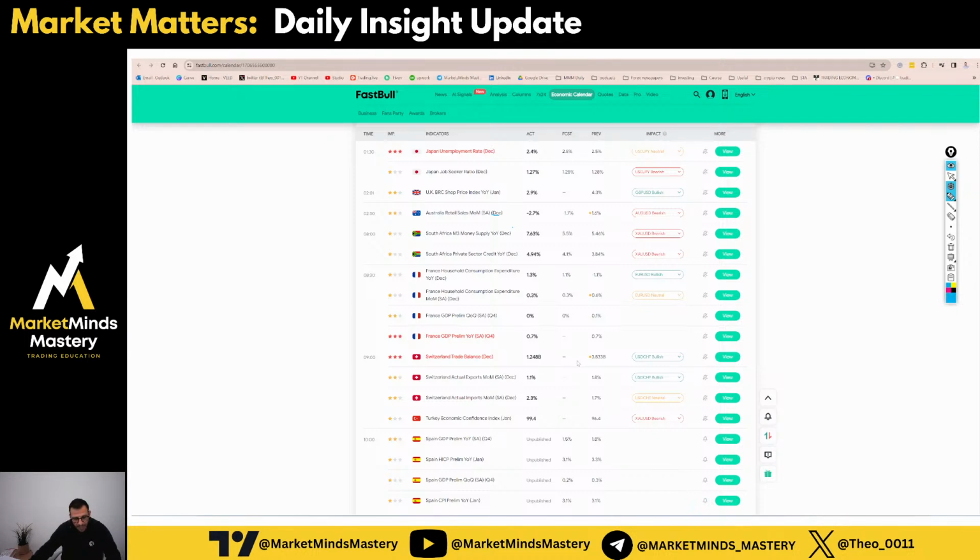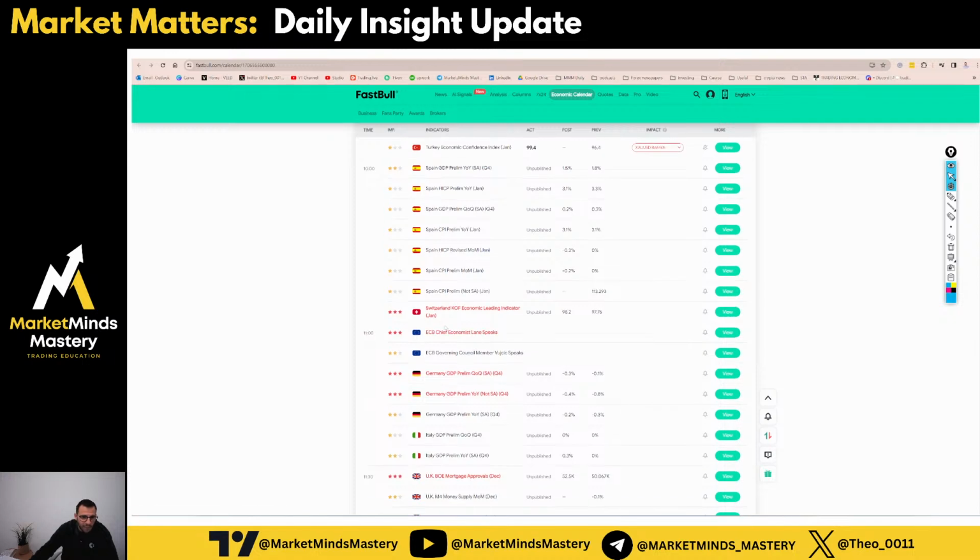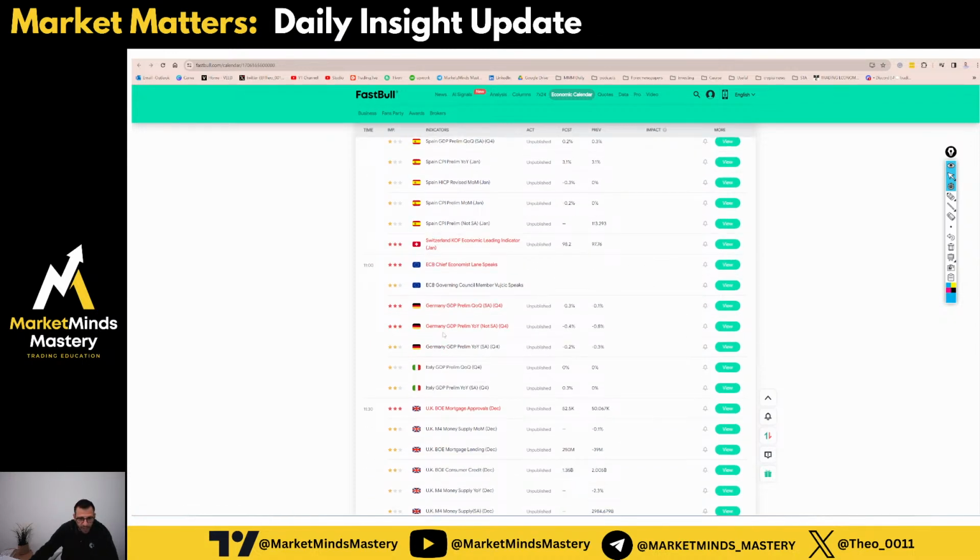So understand this kind of news events. Trade balance in Switzerland. I think this refers to billions, 3.8 billions, dropped down to 1.2 billions, maybe weakness on the Swiss franc. Later, Germany gross domestic product will be reported. Expectations, as you can see here, guys.